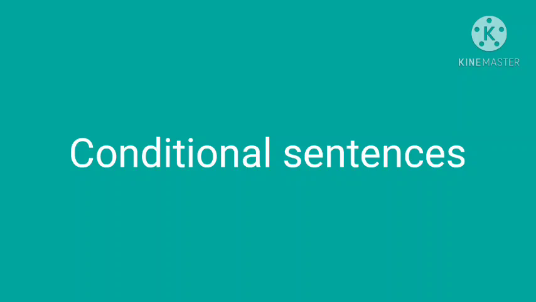Now we discuss various conditions. First of all, probable condition. We can say open or possible condition. For example, if he runs fast, he will catch the train. If he does not come, we shall not go to the pictures.